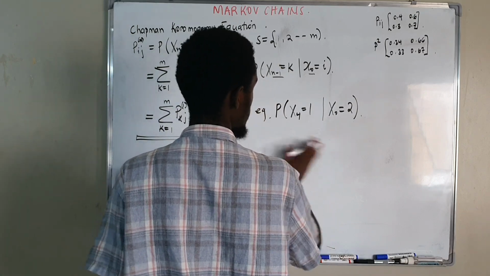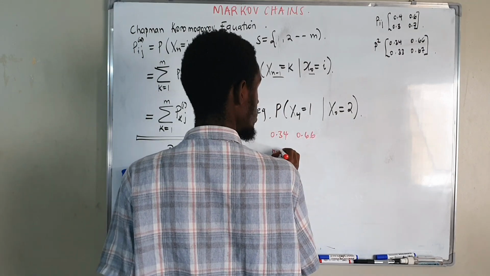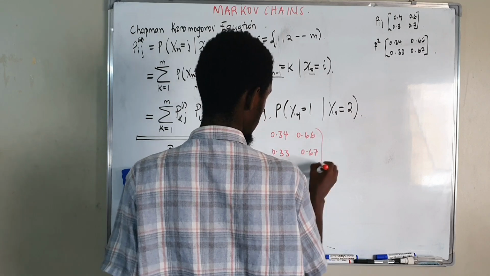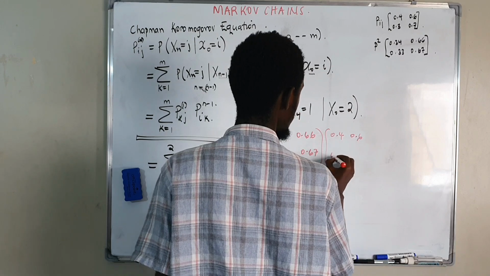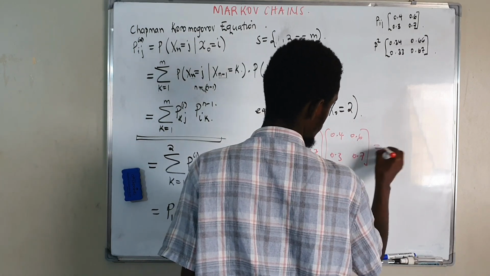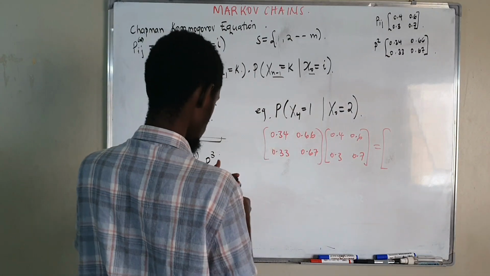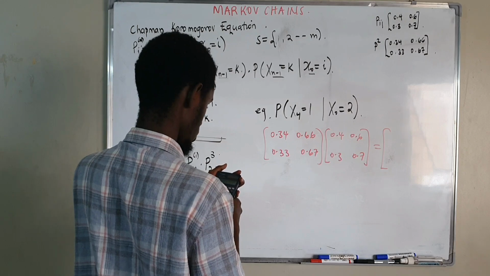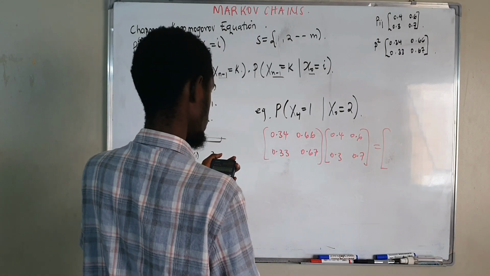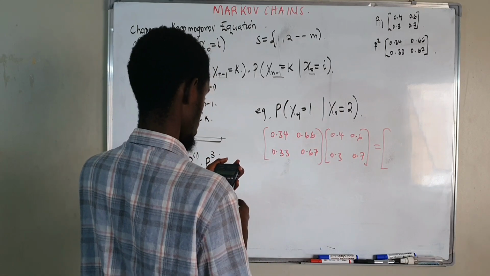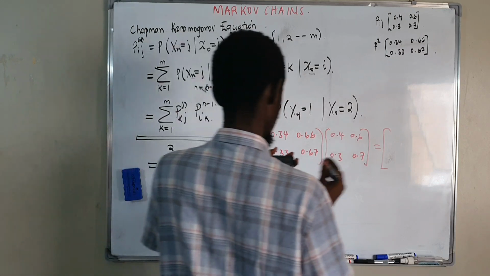Therefore, what I need to do is just multiply the square times the p. If I have 0.34, then 0.66, and then 0.33, and then 0.67, like this, times the 0.4, then 0.6, and then 0.3, then 0.7, I can get my cube matrix. How is it going to be? It's going to be 0.34 times 0.4, yes, plus row by column, plus 0.66 into 0.3, just like that. I'll have my value as 0.